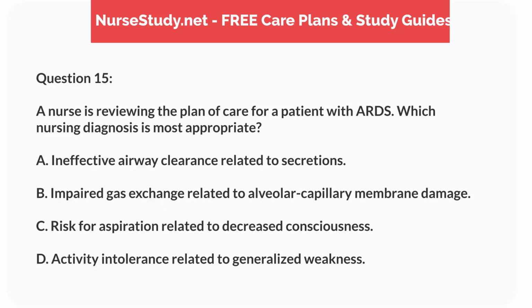Question 15. A nurse is reviewing the plan of care for a patient with ARDS. Which nursing diagnosis is most appropriate? A. Ineffective airway clearance related to secretions. B. Impaired gas exchange related to alveolar capillary membrane damage. C. Risk for aspiration related to decreased consciousness. D. Activity intolerance related to generalized weakness.